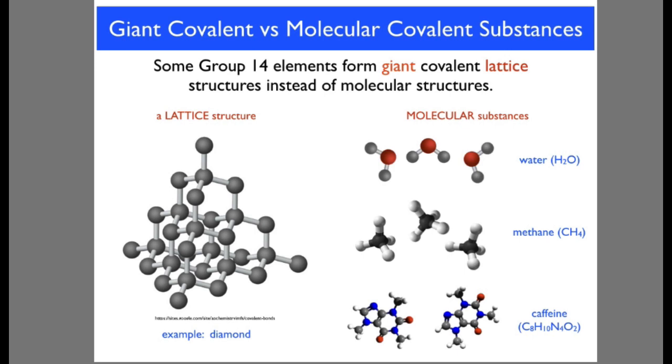Right, we're going to look at giant covalent versus molecular covalent substances. Some group 14 elements form giant covalent lattice structures instead of molecular structures. You can see the lattice structure over here of diamond. Compared with the molecular substances, water, methane, and say caffeine down here, you can see these are separate. There's no chemical bond between them. In fact, we know what kind of bond exists between these. It's hydrogen bonds. And yet there appear to be chemical bonds throughout the whole of this lattice structure.